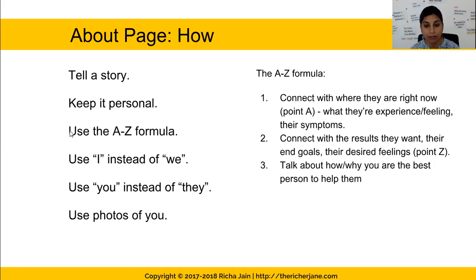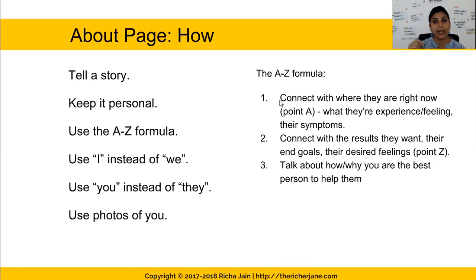Now, a quick way to do that, an easy formula to do that is the A to Z formula. I talk about this often, and I've done quite a few Facebook Lives about this. But in case you don't know, the A to Z formula is a very, very simple formula to help you with all kinds of copywriting. Now, on your About page, how do you use that formula?